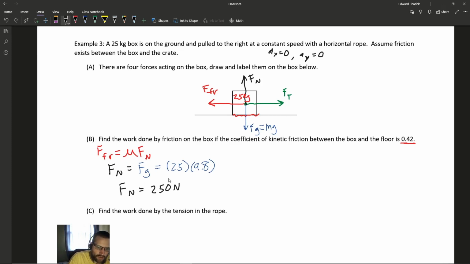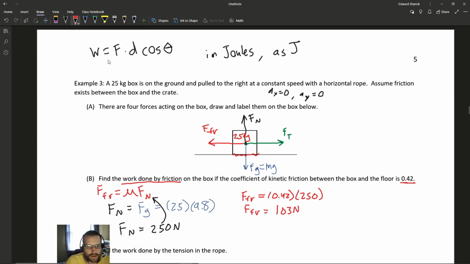Then we can plug that normal force back into our friction equation and solve for the force of friction. This will give us a value for the force of friction of approximately 103 newtons, give or take. Now, why did I have to go through all that work of finding the force when it's actually asking for the work done by friction? Well, our equation is work equals force times distance times cosine of theta, and so we need this force value in order to actually calculate this.